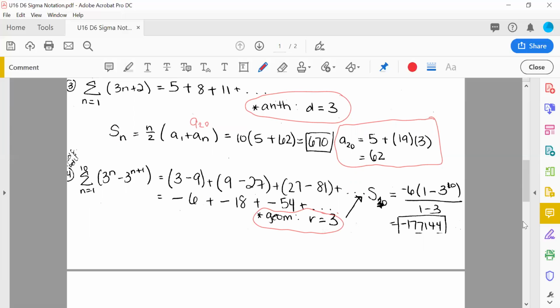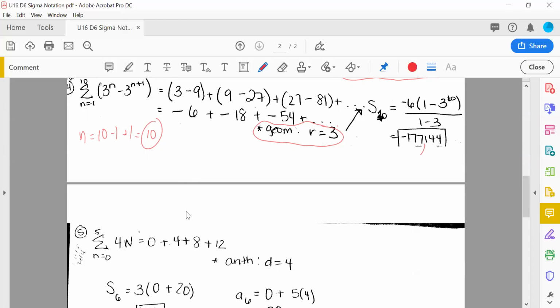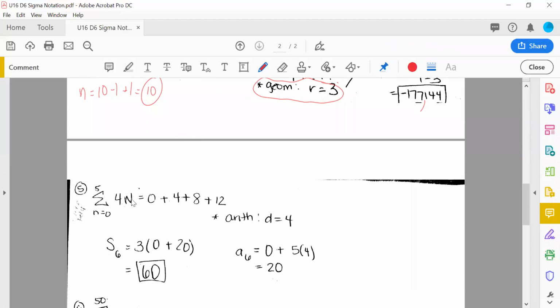So now that we've determined it's geometric, let's use the geometric sum formula. All right, remember what n is. n equals 10 minus 1 plus 1, that equals 10. So the sum of the first 10 terms is the first term, -6, times 1 minus r raised to the 10th power, 1 minus 3 to the 10th power, divided by 1 minus 3. Calculator gives you -177,144.